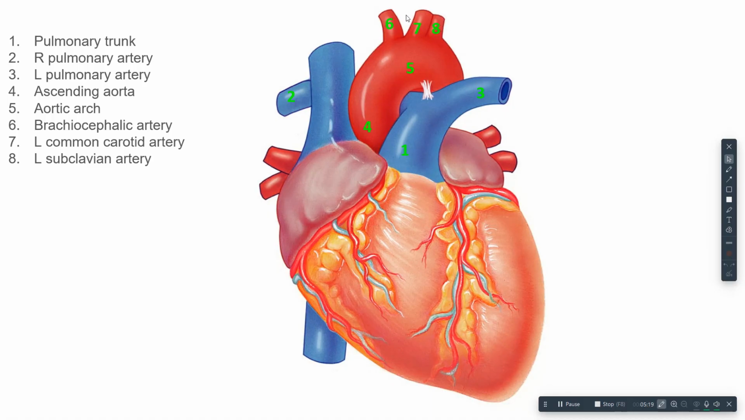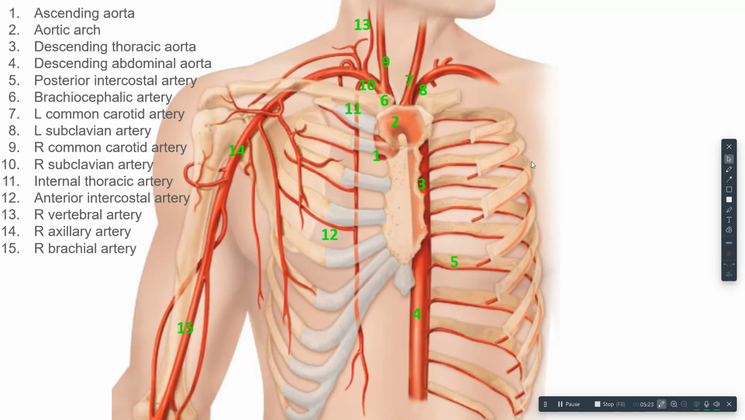So we see those 3 arteries right there. And now what we want to do is kind of zoom out a bit, okay? The heart has been removed. I still see my ascending aorta here. I still see my aortic arch. Now I see my descending aorta.